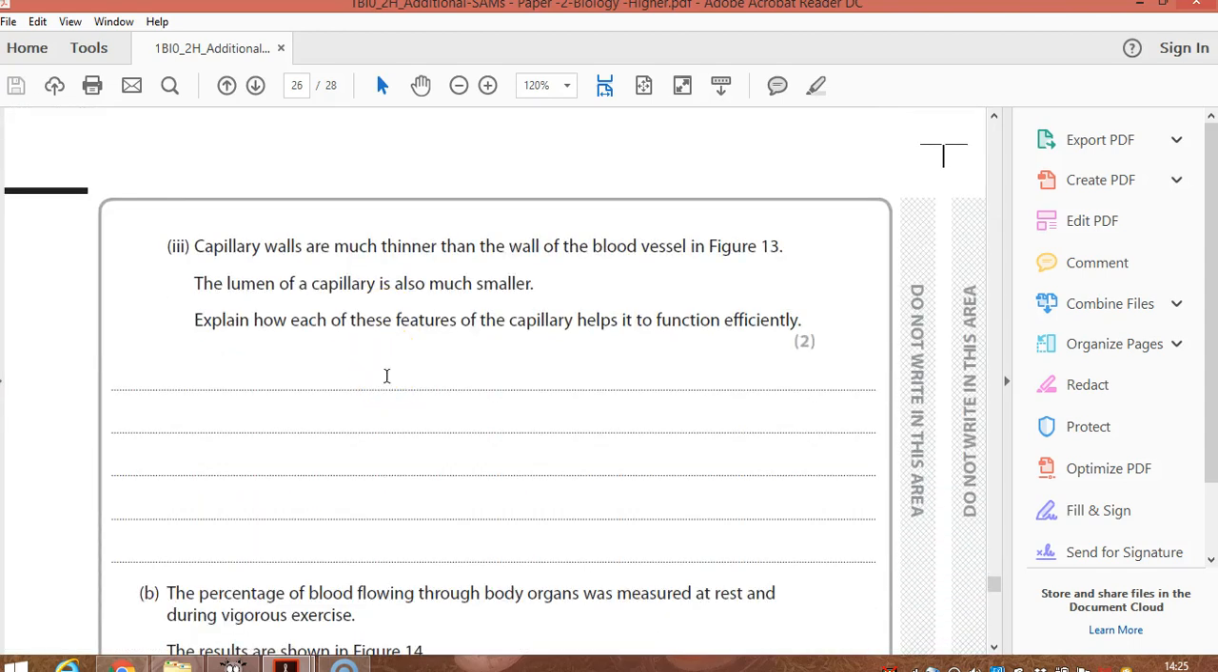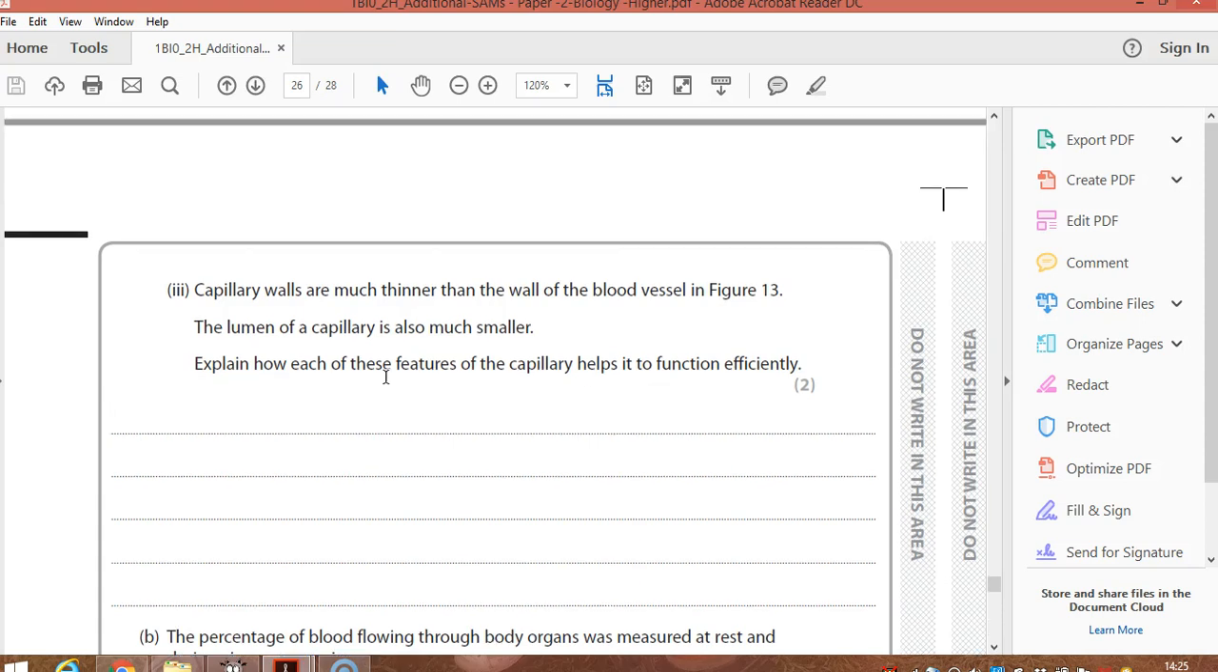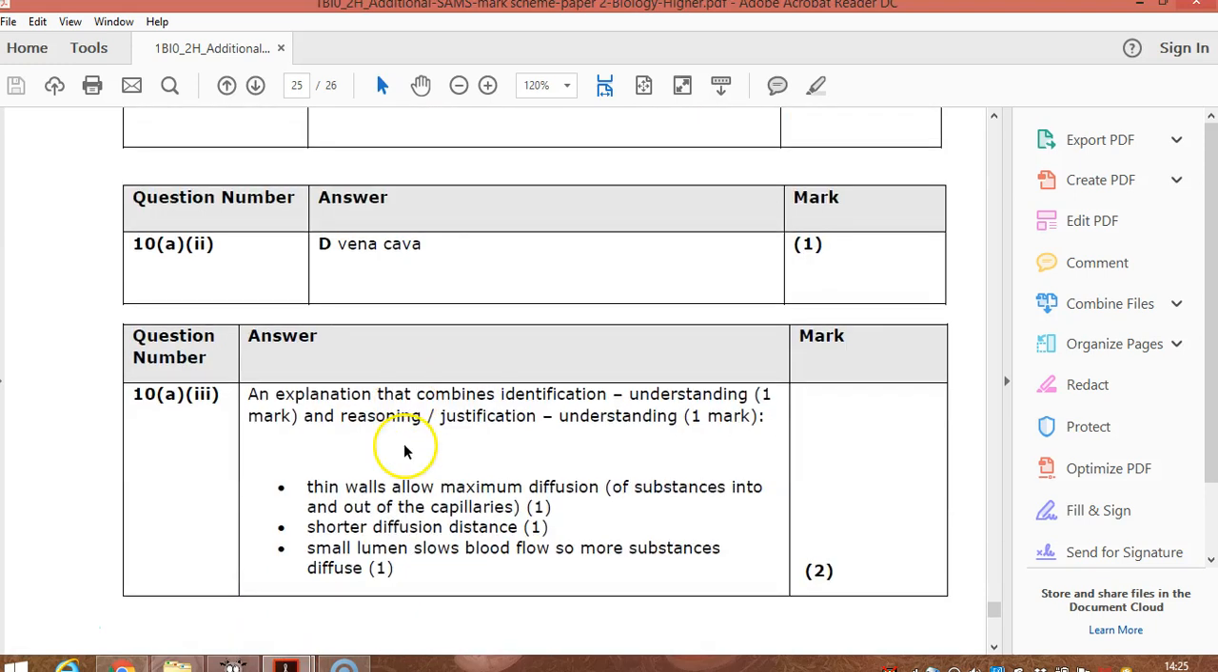Capillary walls are much thinner than the walls of the blood vessel in figure 13. The lumen of the capillary is also much smaller. Explain how each of these features of the capillary helps it function efficiently. So you've got two things to think about, the lumen and the wall. One thing, off you go. So you'd say the thin walls allow maximum diffusion, there is a shorter diffusion distance, the small lumen slows the blood so more substances diffuse.